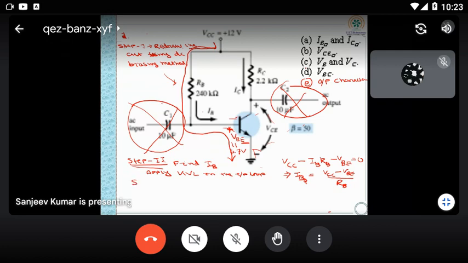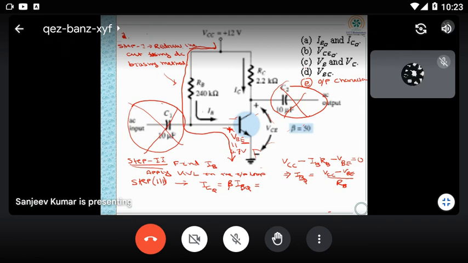Then step 3, what is step 3? Anyone? Once you have got IBQ, then based upon the input you will get IC. So IC is equal to beta IBQ. So this is the third step you got.